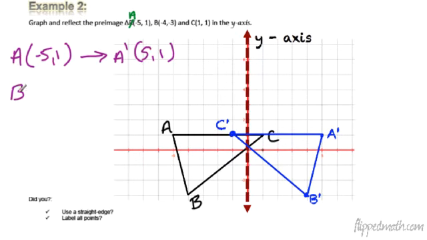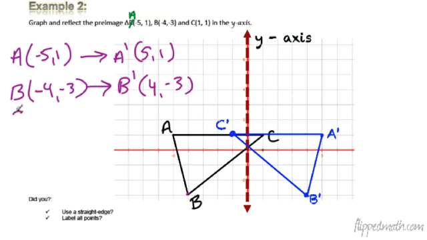All right, how about B? B is at -4, -3. We go back 4, down 3. That's down here. Where did B prime end up? Well, B was mapped to B prime at 4, -3. Okay, we'll do one more here. Point C is at 1, 1. And that was mapped to C prime, which is at -1, 1.